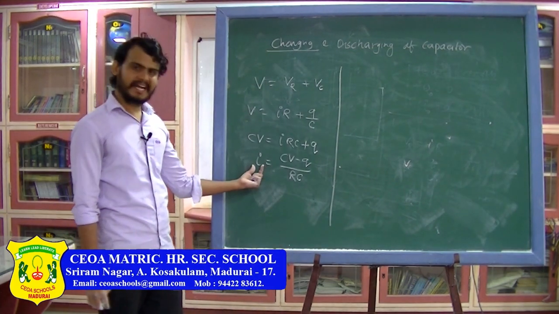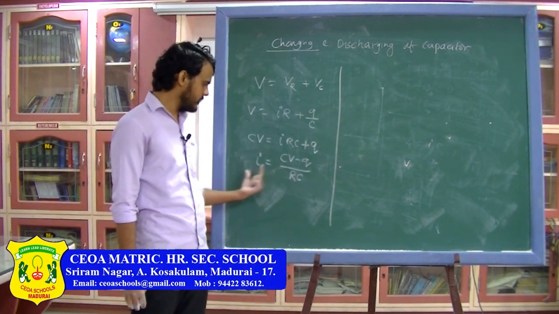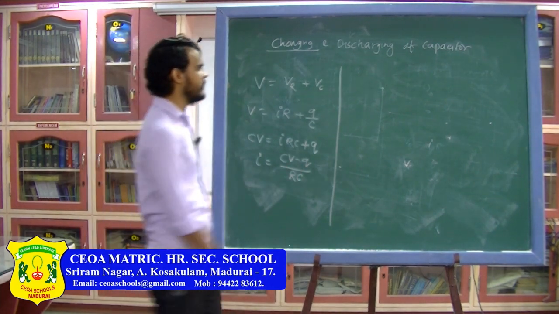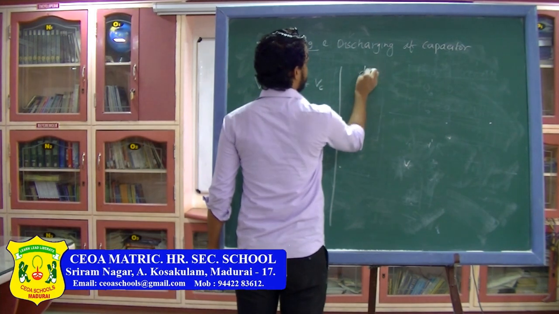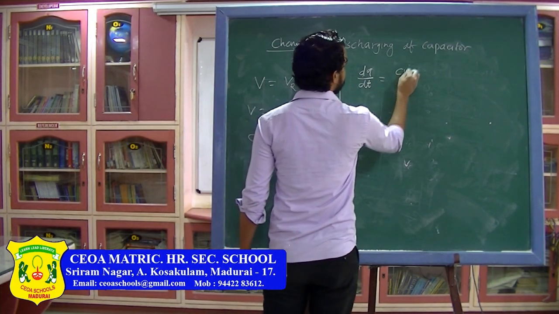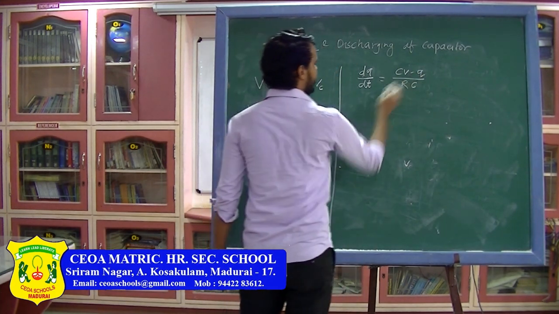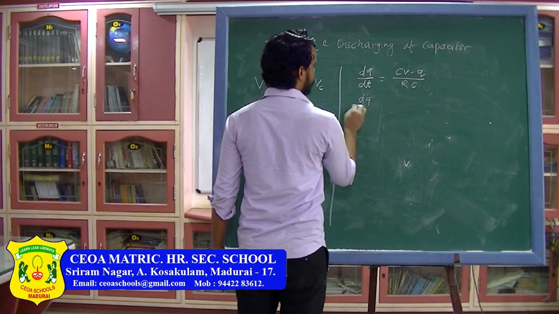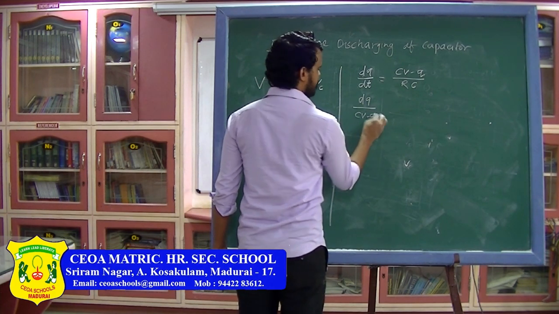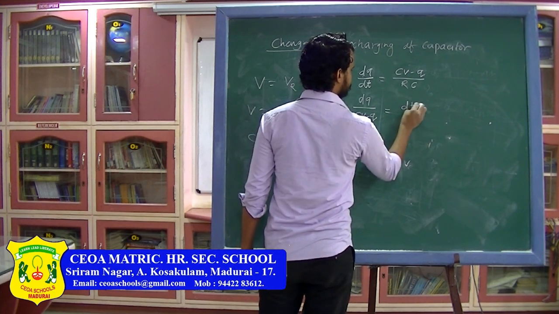Now from here, current can be written as dq by dt, so I can take these q terms here and the dt terms here. So I can write dq by dt, current, which is equal to Cv minus Q divided by RC. From here I can rearrange this to dq by (Cv minus Q) is equal to dt by RC.